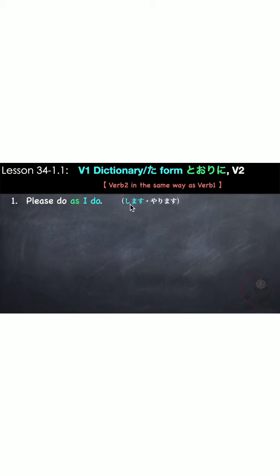For example, please do as I do. Our verbs are do, shimasu, and another word for do is yarimasu. So, we say, verb 1 in dictionary form, watashi ga shimasu becomes suru. And then, tori ni, watashi ga suru tori ni, followed by our verb 2, which is yarimasu. Yatte kudasai. So, please do. Watashi ga suru tori ni yatte kudasai.